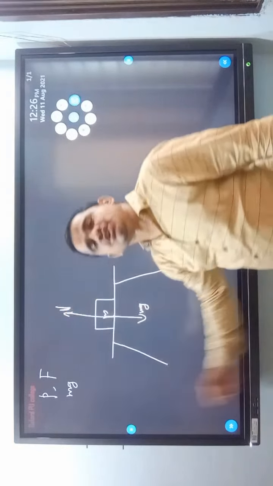The force which is acting here, I can name it the normal force. How does this normal force arise? That's what we are going to see now. Listen carefully. Mg is acting downward and the normal force is acting vertically up.